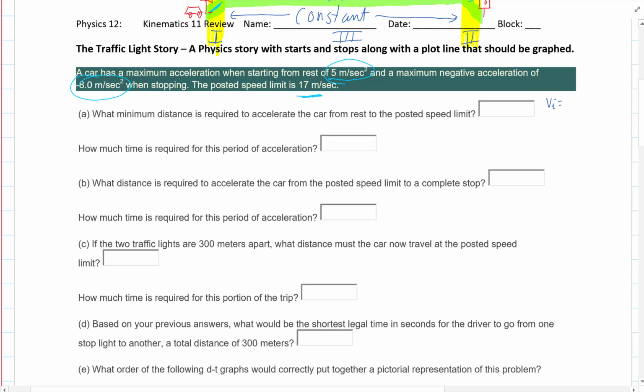Let's say, what minimum distance is required to accelerate the car from rest to the posted speed limit? So the initial speed is 0. The posted speed limit is 17, and the acceleration here is 5. So they're asking the distance that it takes and the time that it takes. What formula would you use?